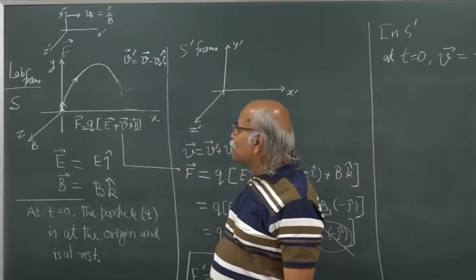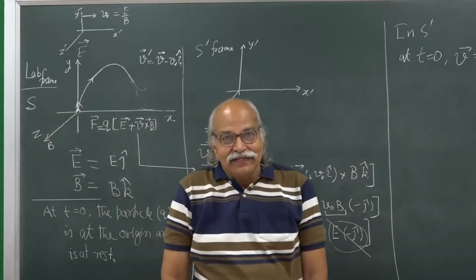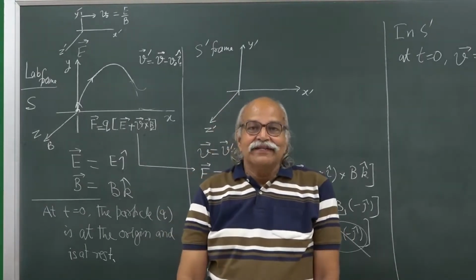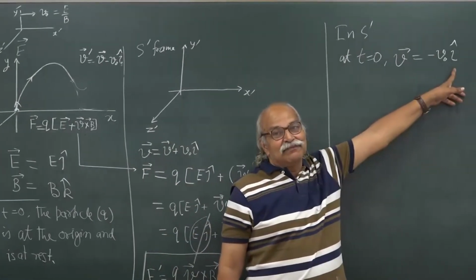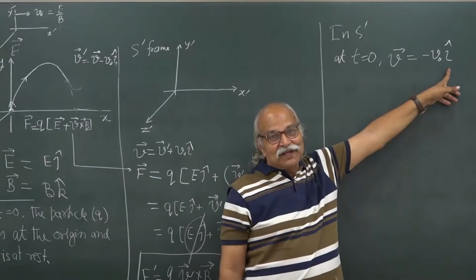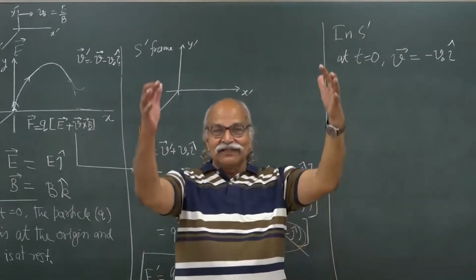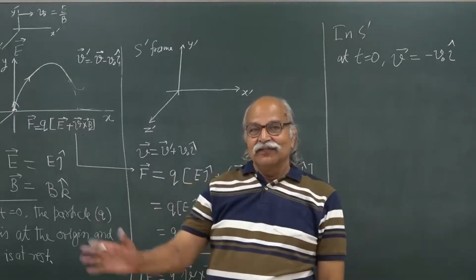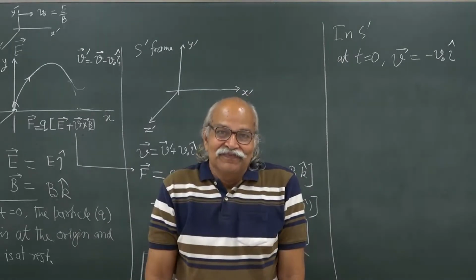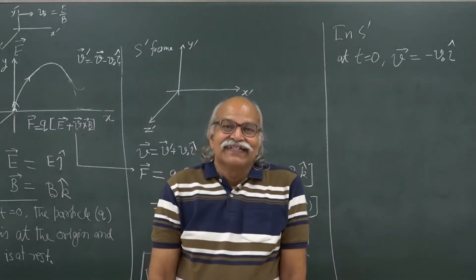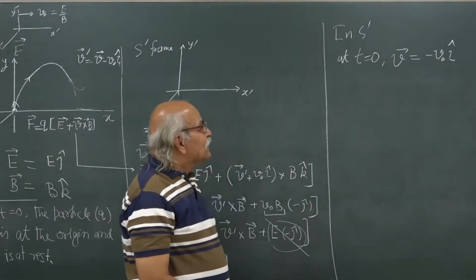So the magnetic field is in the z direction, and the particle is projected in the negative i cap direction. So it is projected perpendicular to the magnetic field. So you have a uniform magnetic field, no electric field, and then you project a particle perpendicular to the magnetic field. What will it do? It will go in a circle, right? We have done it several times. So it goes in a circle.